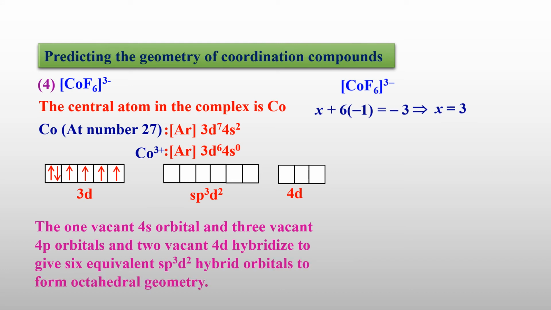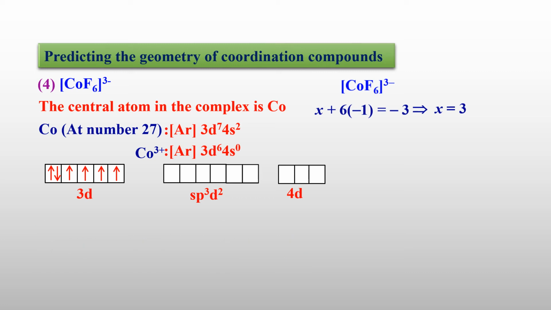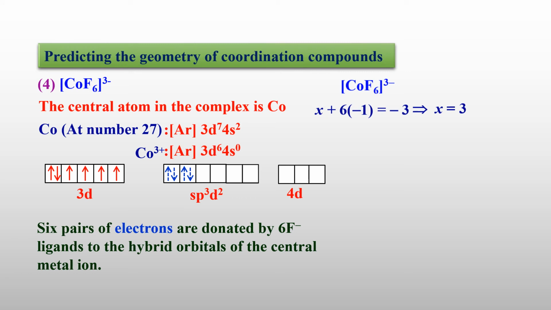That's why sp3d2 hybrid orbitals form octahedral geometry. sp3d2 is the hybridization state and the geometry of the complex is octahedral because the coordination number is 6. If the coordination number is 6, already we know it is octahedral. Then see, fill the electrons. So 12 electrons you have filled.